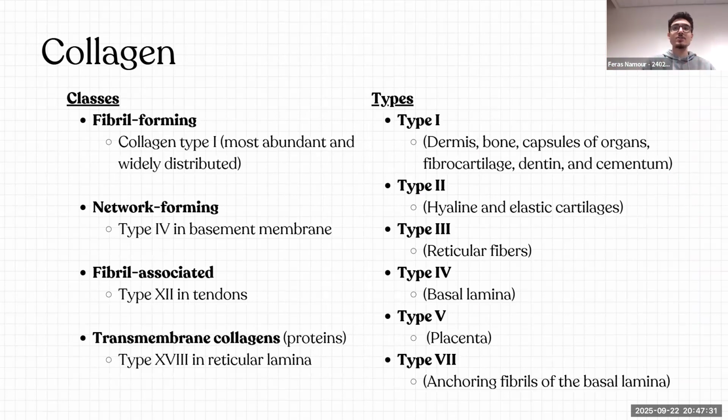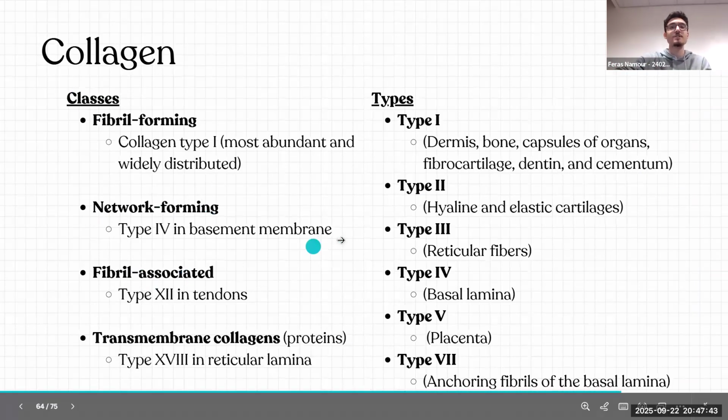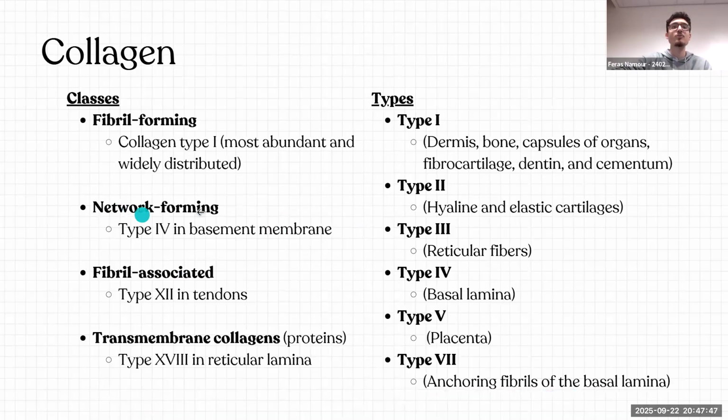The classes and the structures and the types, do you need to memorize everything? Not really. But what you should know is the things we already talked about. Let's go through the classes real quick. We have fibril forming, network forming, fibril associated, transmembrane collagens. Maybe these are just headers. You don't need to understand anything. But we took network forming, type 4 in the basement membrane. We know this. Fibril forming collagen, type 1. We know that. Now you know.